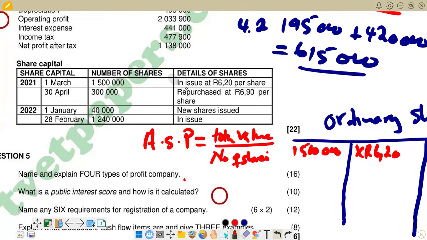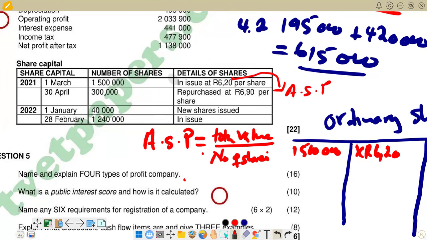If we had some shares that were issued after the opening balance, we are supposed to get the total value, which is the value of the new shares issued plus the opening balance that we have. Then the denominator becomes the number of shares, 300,000 plus 1,500,000. So the denominator will be 1,800,000. But in this case, we are not going to calculate using this formula because we only have the opening balance. So this 6 Rand 20 becomes our average share price, the one we use there on the repurchase.